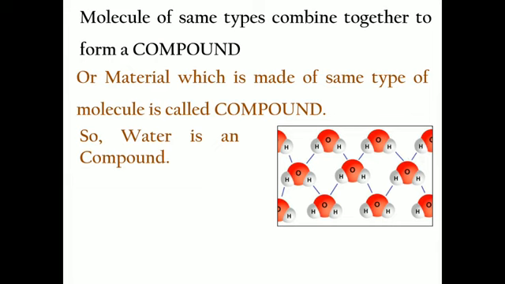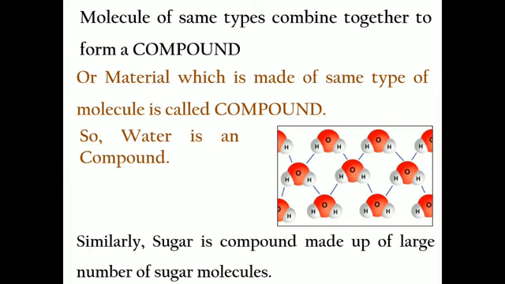Similarly, if you observe sugar, sugar is also a kind of compound, made up of a large number of sugar molecules. So this is the concept of element, and this is the concept of compounds. No doubt we have studied atoms and molecules also. So four things we have covered: atoms, molecules, elements, and compounds.